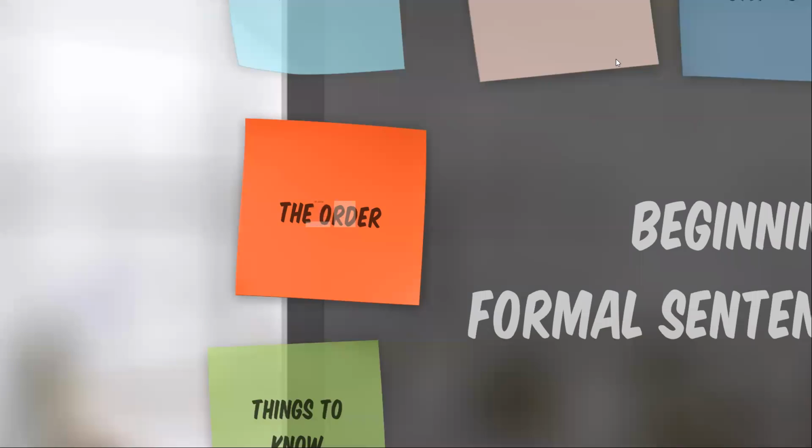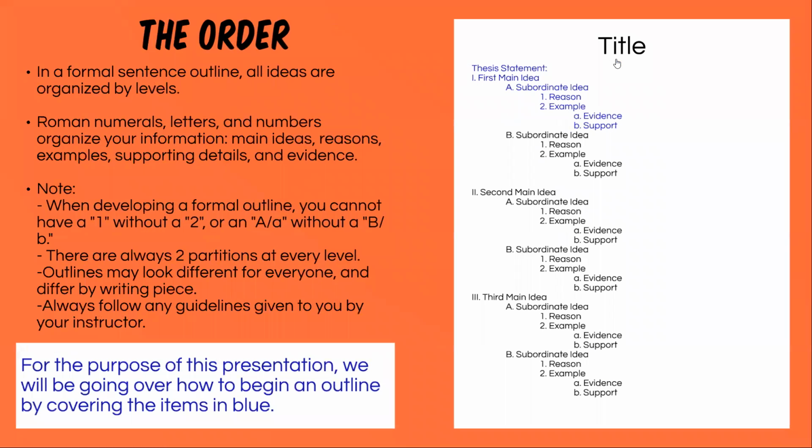The second item of business here is the order. So to effectively utilize and develop an outline, you must understand how your information is going to be organized. And so in a formal sentence outline, all of your ideas are going to be organized by levels. Roman numerals, letters, and numbers organize these levels. They're going to organize your main ideas, reasons and examples, supporting details, and evidence. A couple of items before we jump right in. First of all, there are two partitions at every level. Always. So what this means is you can't have a 1 without a 2 or an A without a B.